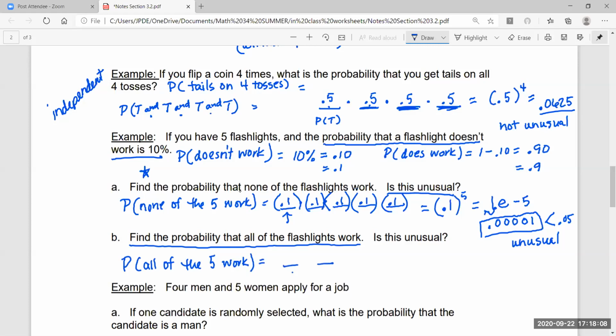1, 2, 3, 4, 5. The first one works. Well, up here, remember, we said the probability that it works is 0.9. And the second one works. And the third one works. And the fourth one works. And the fifth one works. So this would be 0.9 to the 5th. 0.59049.